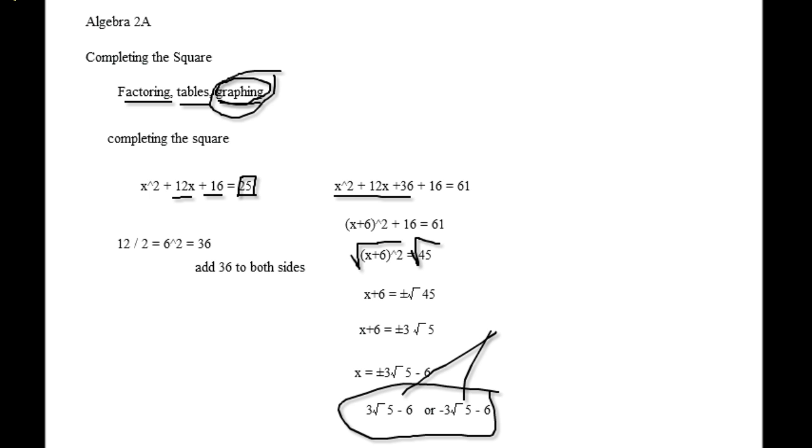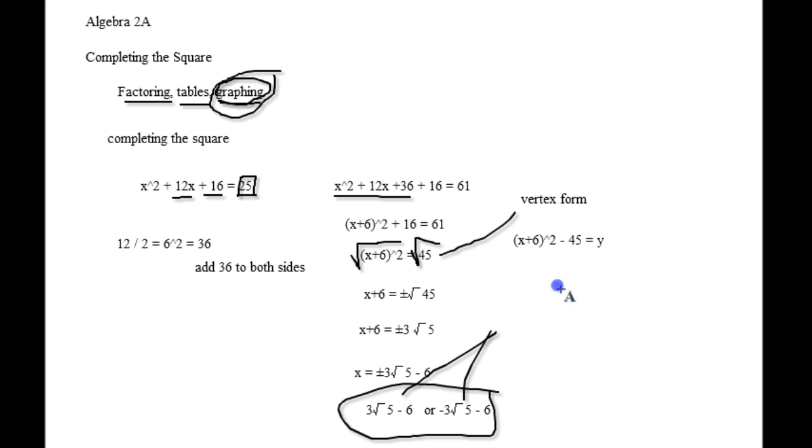Now, I just wanted you to recognize something before we move on. This is very close to vertex form. This is how you would get there: you would subtract 45 from both sides. So you would get x plus 6 squared minus 45 equals 0. And that would actually be your vertex form.